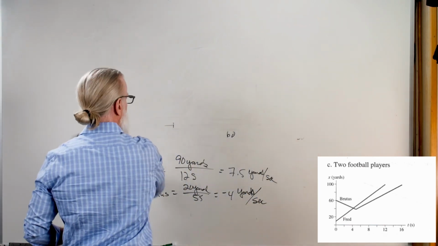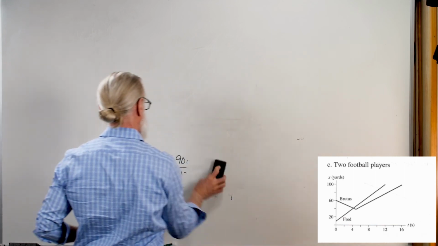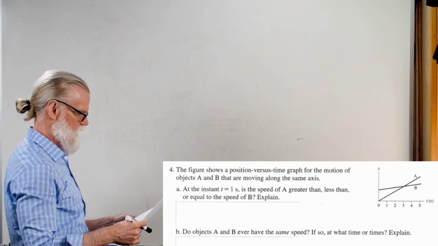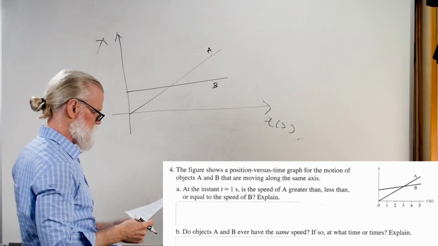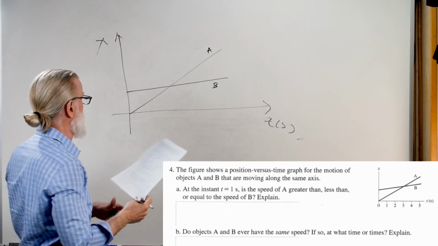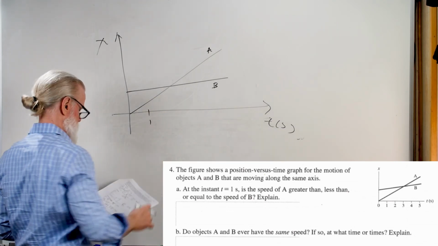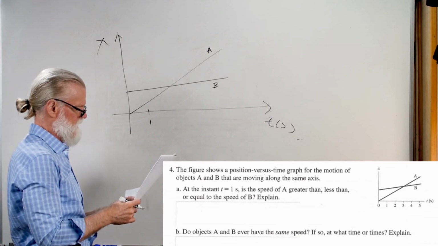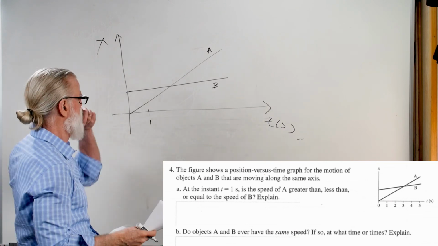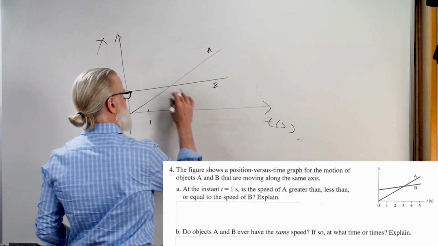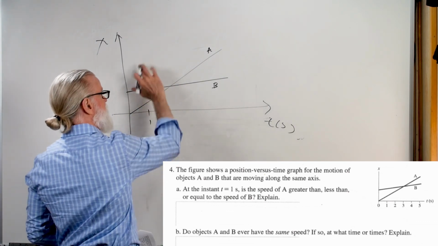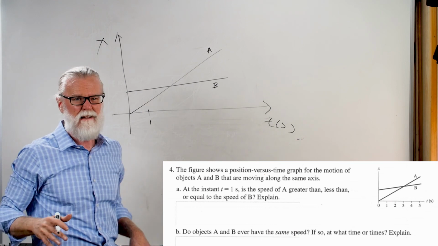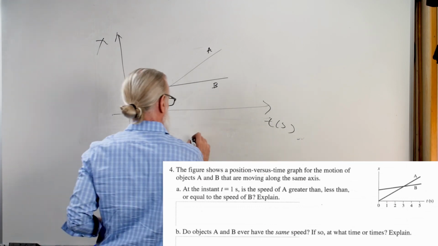It's story time in physics class. We got a position versus time graph, A and B. At 1 second, all right, 1 second's about right here. At 1 second, is the speed of A greater than, less than, or equal to B? All right, well, let's see. This is a position graph. And so it's not a speed graph, but we can find the speed from it by finding, let's see what the slope gives us.